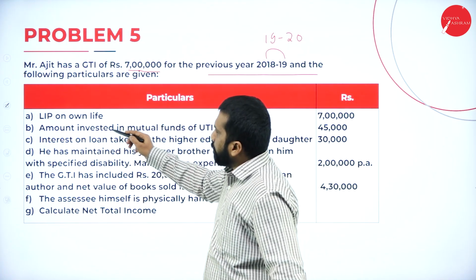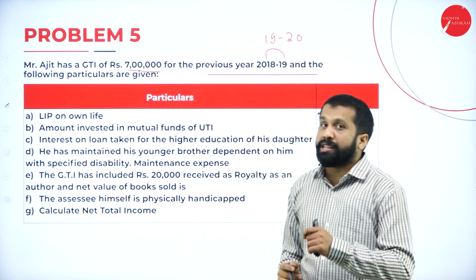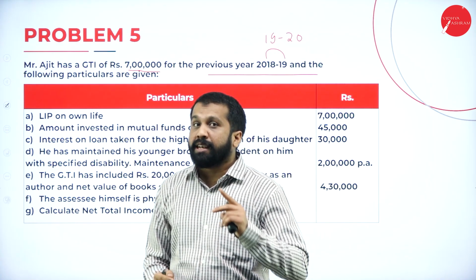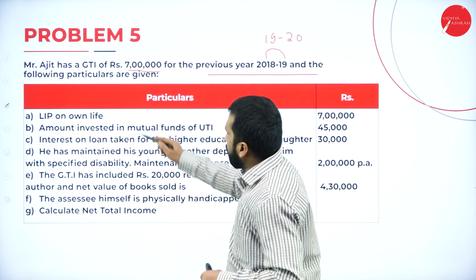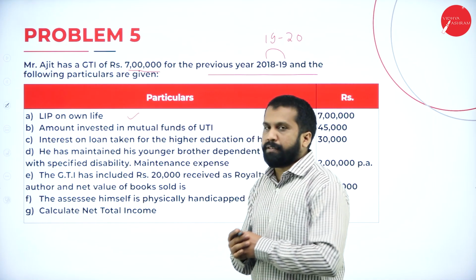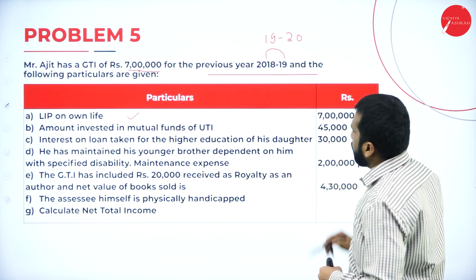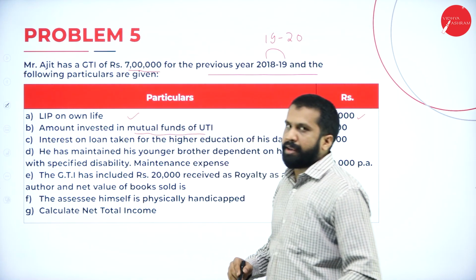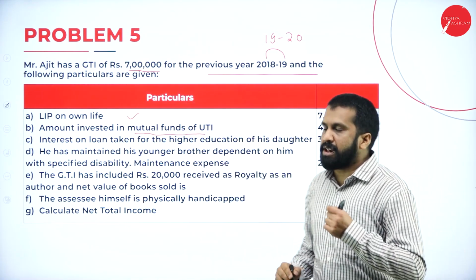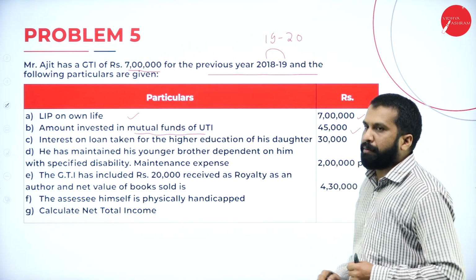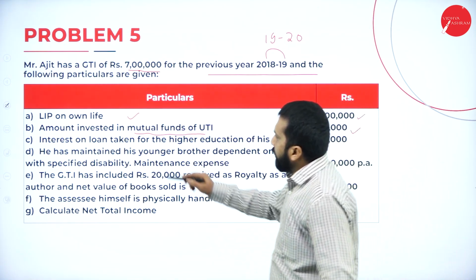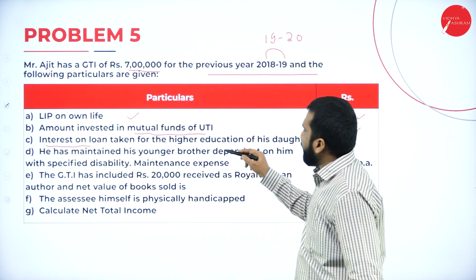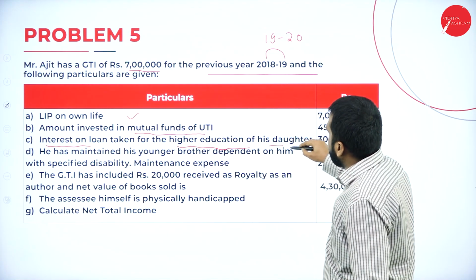Then LIP. What is LIP? Life insurance premium. There are two premiums: one is life insurance, another one is health insurance. Now, life insurance on own life, how much? 7 lakh. Next, amount invested in mutual fund of UTI, Unit Trust of India, is 45,000. Then interest on loan taken for the higher education of his daughter.